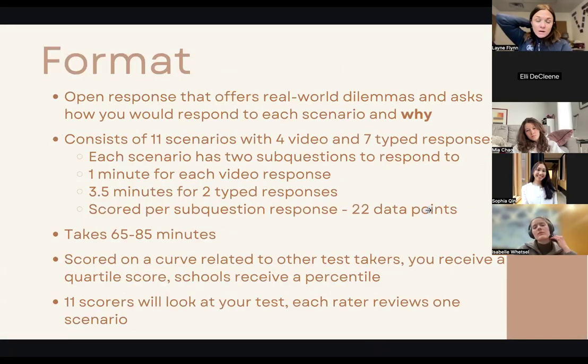Okay, so we talked a little bit about the format. So very different from Preview, right? Where it's the multiple choice type, you just make a selection in the bubble. This is a written response or a video response, right? So as he was talking, if you have any questions about that, please let me know.